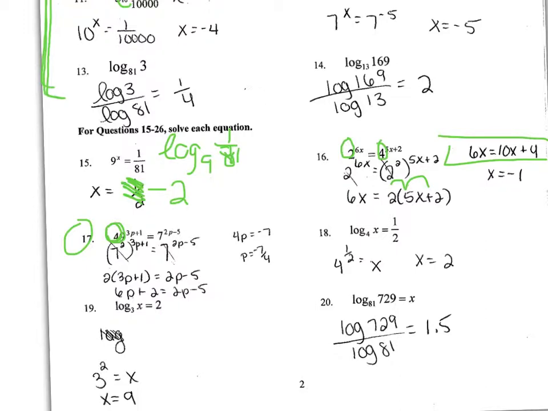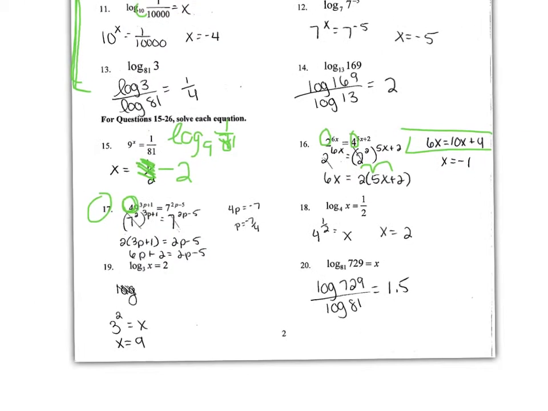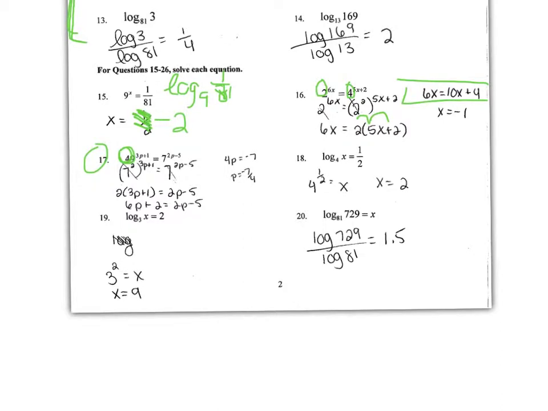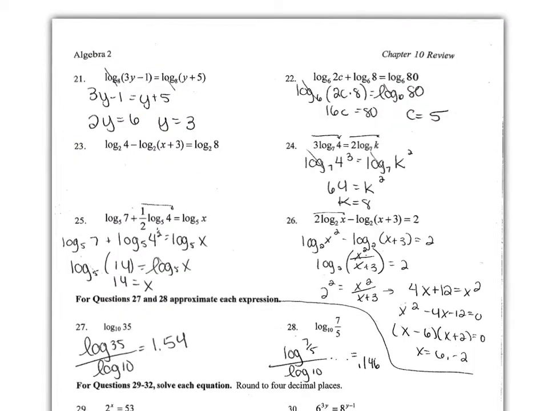19, 20, change of base. I think you're starting to get the picture here, people. Okay, now we start to talk about canceling out logs, not just canceling out exponential bases. For 21, you see that you have a log base 8 right away, so you're able to just cancel those, leaving 3y minus 1 equals y plus 5.